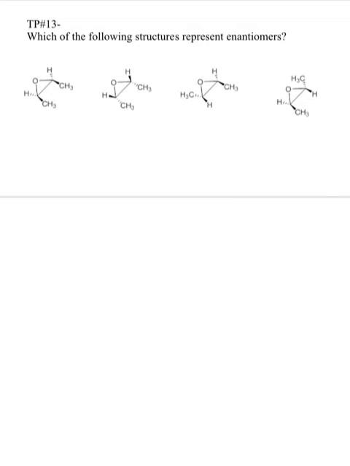Which of the following structures represent enantiomers? So this is still dealing with your stereochemistry, your chapter 5. These have cis, so these have a plane of symmetry, and this would have a plane of symmetry.